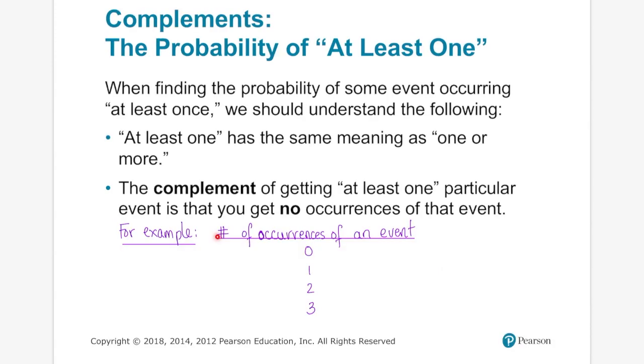For example, the number of occurrences of an event can be 0, 1, 2, 3. 0 means the event did not occur. 1 means the event occurred once. 2 means the event occurred twice. 3 means the event occurred 3 times. At least 1 means 1, 2, and 3. While 0, 1, 2, and 3 make up a whole, the event where the occurrence is none is a complement of at least one.